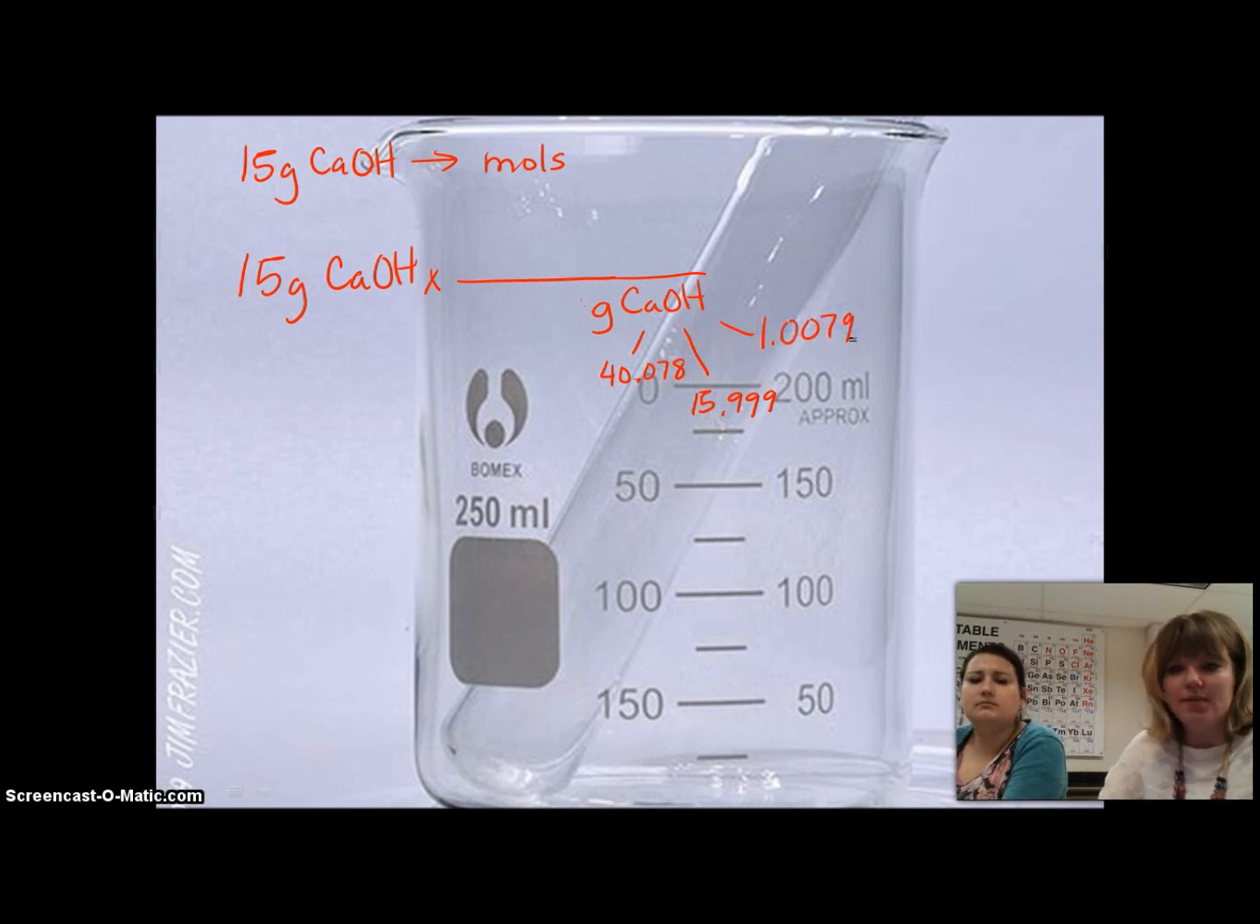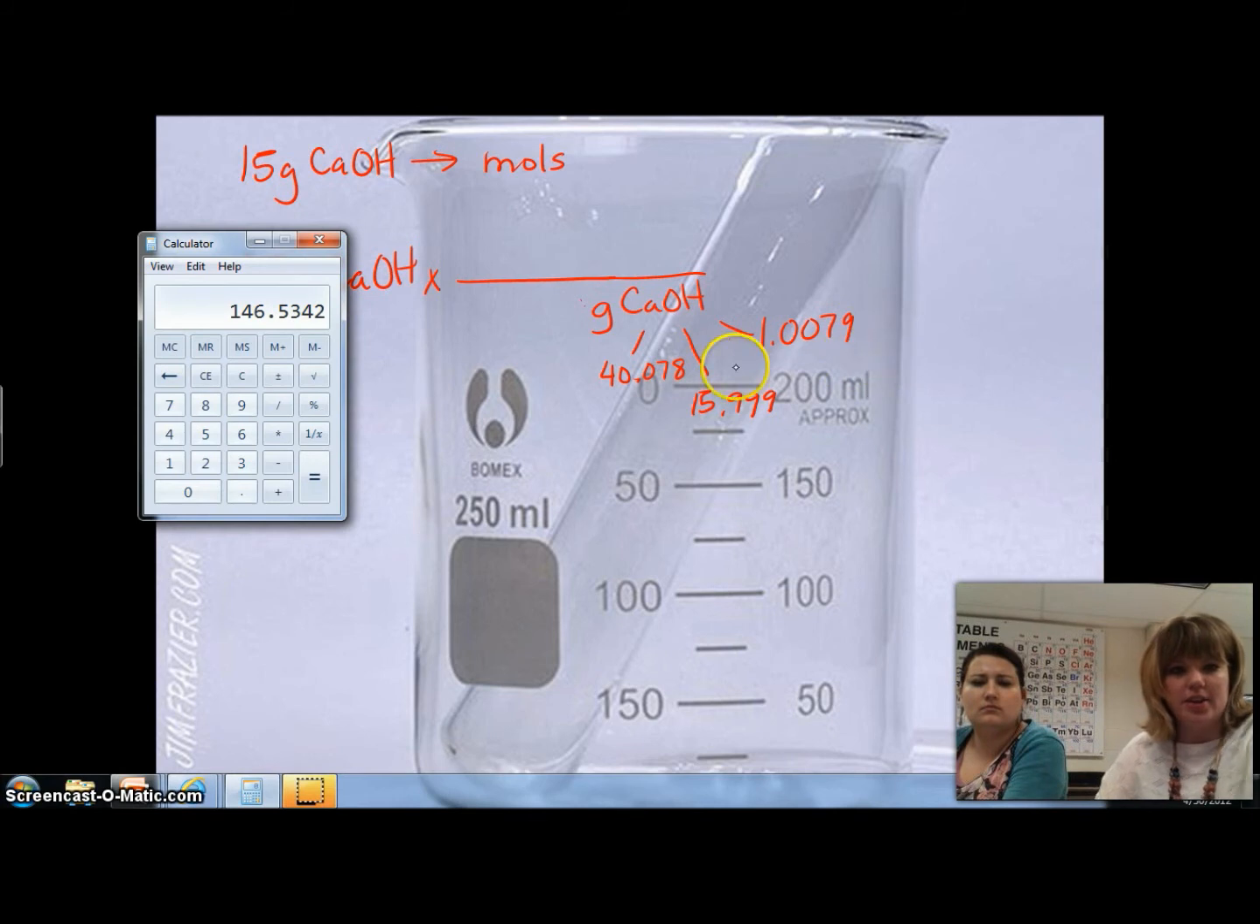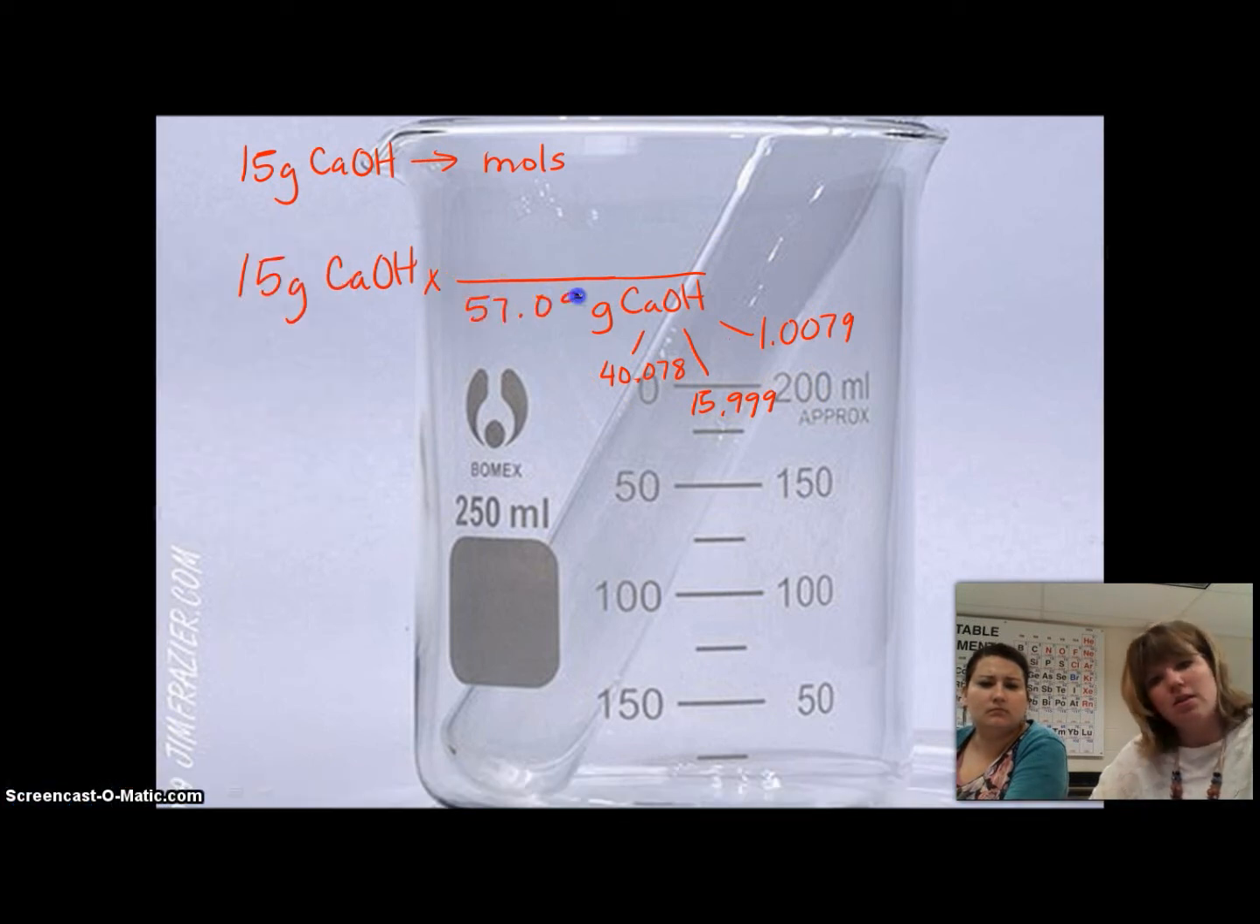and hydrogen is 1.0079. Okay, and so if we bring up the calculator again, we do 40.078, and then we add it to 15.999, and then we add that to 1.0079. That was going to give us a big number. We would get 57.09, and that is equal to 1 mole of the compound.